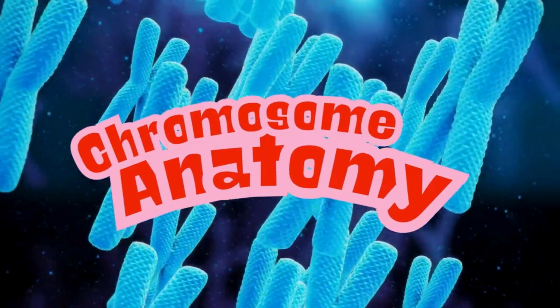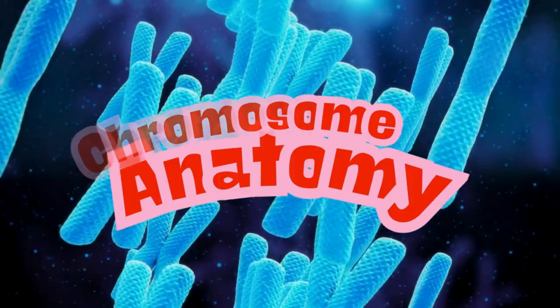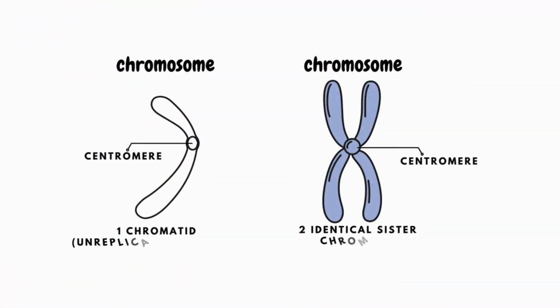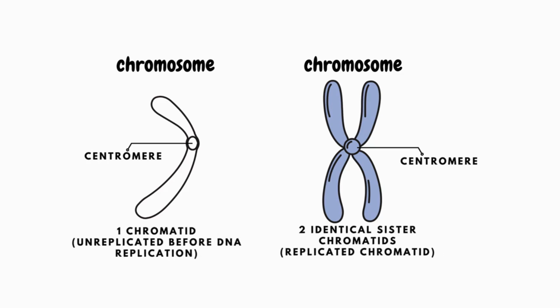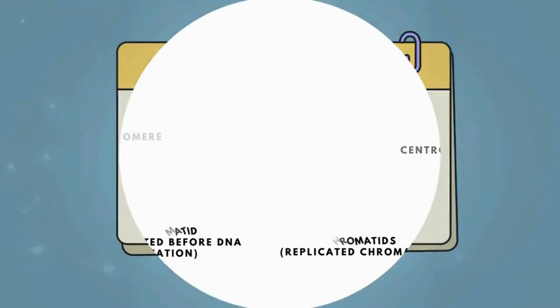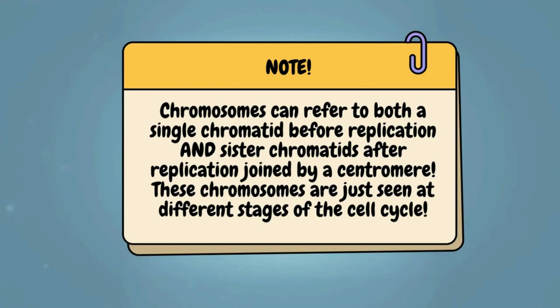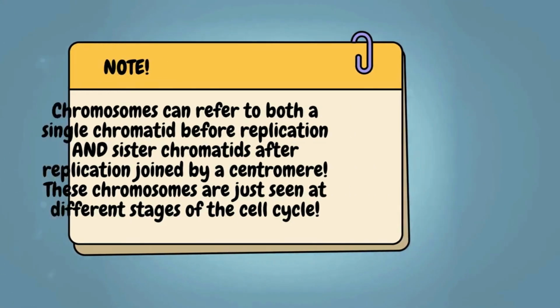Now before we hop into mitosis, let's look into chromosome anatomy. Chromosomes can look different depending on the stage of the cell cycle. On the left, that's a single chromatid before DNA replication. On the right, you've got 2 identical sister chromatids connected at the centromere after replication. Both are still called a chromosome, it just depends if it's been copied yet. So we want to keep in mind that chromosomes can refer to both a single chromatid before replication and sister chromatids after replication joined by a centromere. These chromosomes are just seen at different stages of the cell cycle.